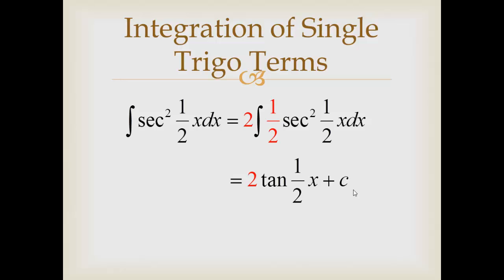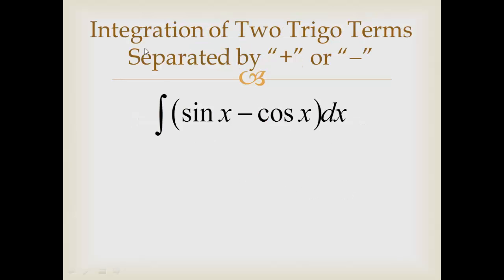Now with 3 examples, I hope the integration of single trigo terms has become clear. We will now proceed to the integration of 2 trigo terms separated by plus or minus. Take for example, we are asked to integrate sine x minus cos x with respect to x.